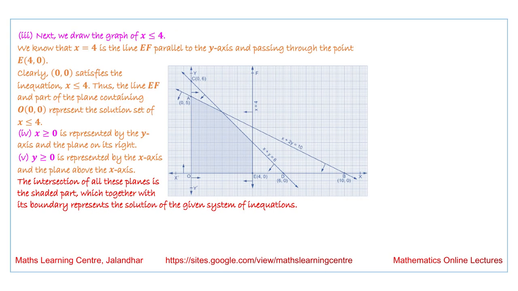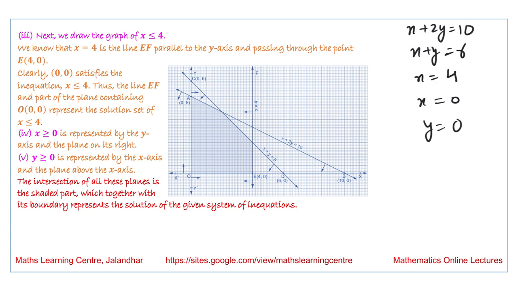So if we plot the graph over here, the equations we have, if we write them in equation form, are x plus 2y is equal to 10, then x plus y is equal to 6, then x is equal to 4, then x is equal to 0, and then y is equal to 0.